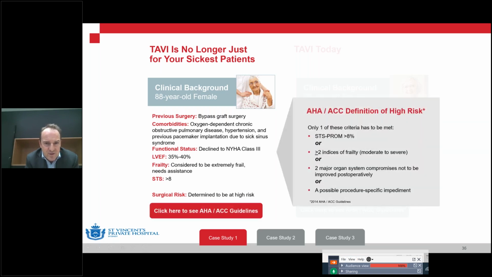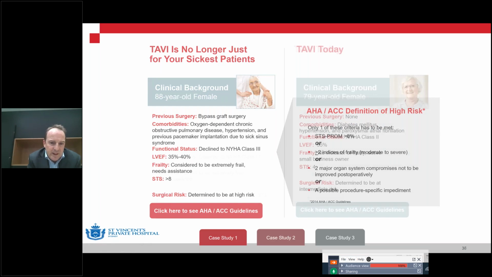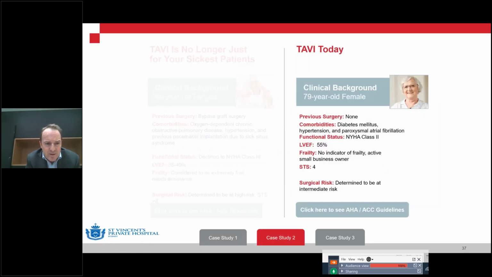So if you look on the right-hand side of the screen here, you can see these are the things that we use to determine someone's risk. We use a surgical risk score like the STS score, with or without some measures of frailty, and there are a number of frailty indexes that we use, or more than 2 major organ systems compromised. And some of those patients, you do have to consider whether treatment of the aortic valve might be a futile exercise.